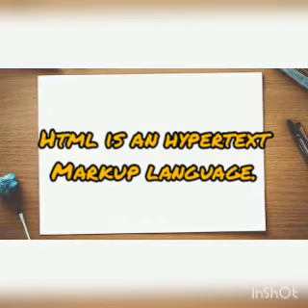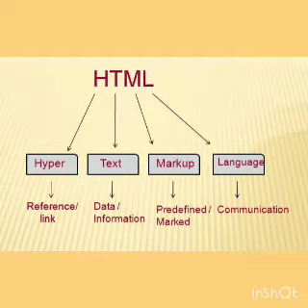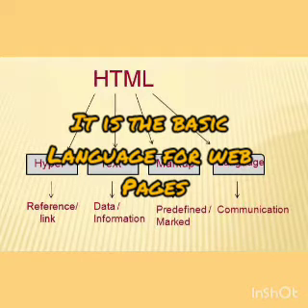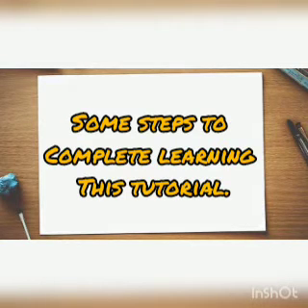It's very important. You need to learn the expansion of HTML. Hypertext markup language: hyper is for reference link, and text is for data and information, and it is a predefined markup language. Language is what gives communication. Hyper means a link which links the data, and predefined markup gives some information to us. It's called HTML.